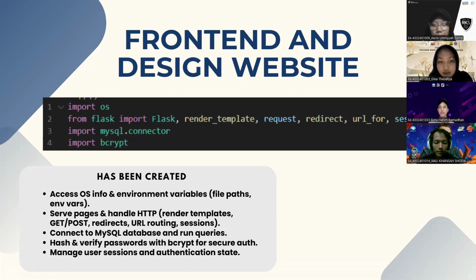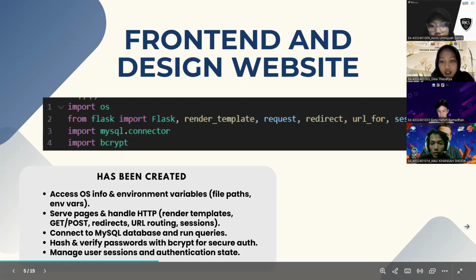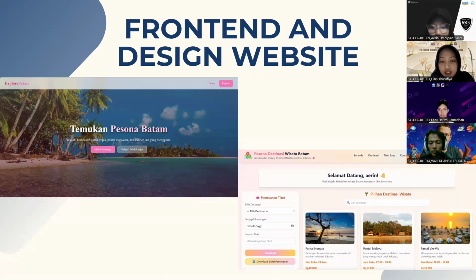Next, the main code of our program: the first line contains import os, used to access file paths and environment variables. Then line 2, from flask, imports parts of the Flask framework for displaying web pages, setting up routing, and managing login sessions. Then import MySQL connector is a function to connect to a MySQL database so that data can be stored and retrieved dynamically. And import bcrypt is used to secure passwords with hashing so that user data is not stored in plain text.